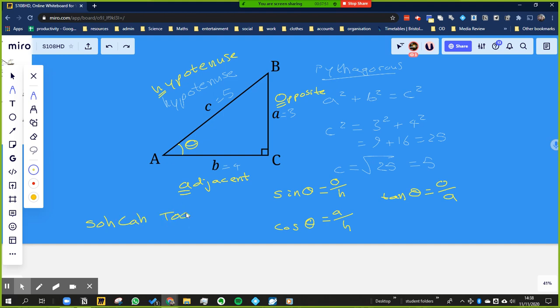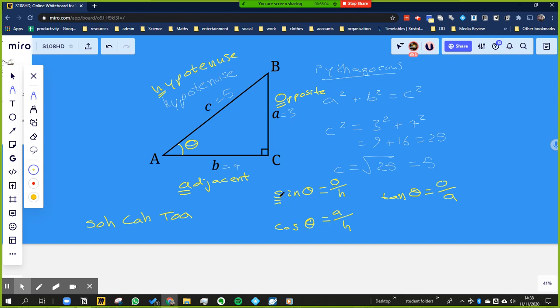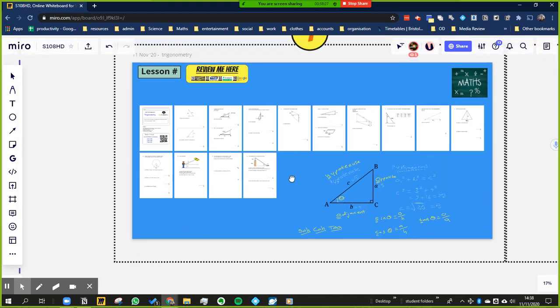You may have heard people saying "soh cah toa" before, and you might think, what's that got to do with trigonometry? Why do people keep saying "soh cah toa"? It's to remind you of these three equations. The first letter of sine theta is S. S-O-H spells soh. C-A-H spells cah. And T-O-A spells toa. The way to think about that is, if we do an example question, in fact, let's do one of the example questions on this worksheet here.